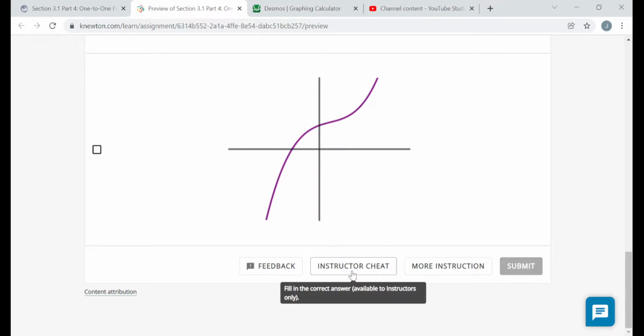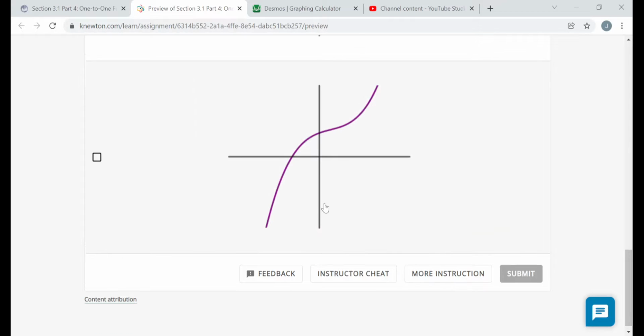You will not have this instructor cheat button. Right? This is for instructors only. But you will have a more instruction button. So you click on this if you're struggling with a topic. It'll take you to a page with some reading or some videos or both. And then you'll have some questions related to that instruction, and you can get through the assignment by going to more instruction and working on those questions every single time if you wish.